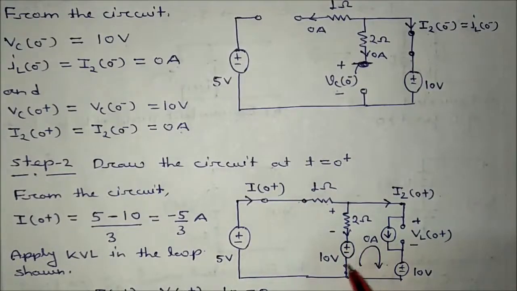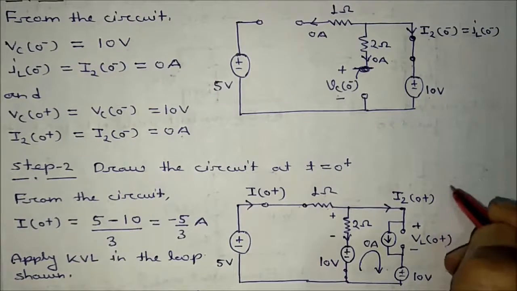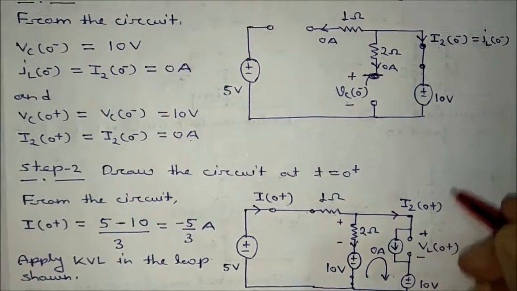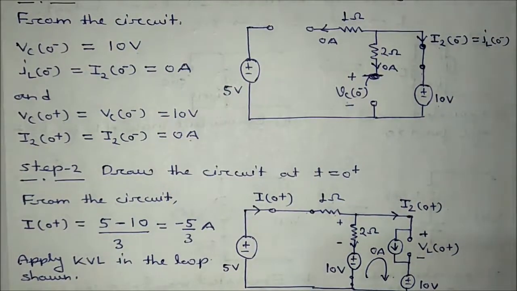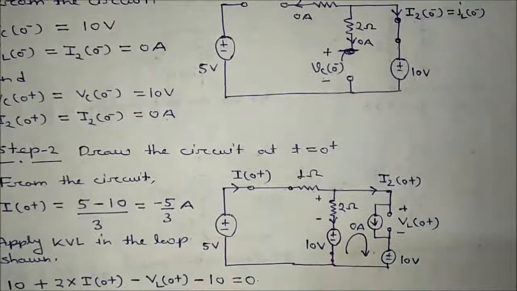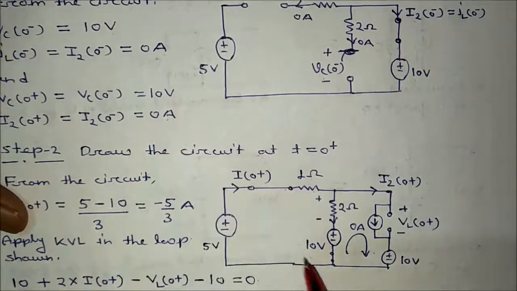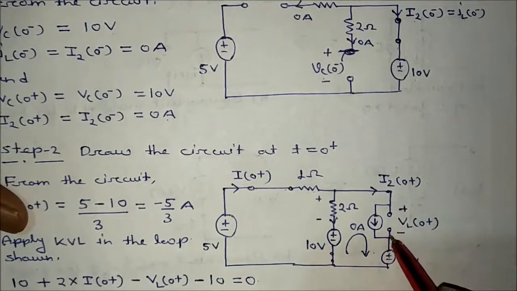Now this capacitor: the capacitor will be replaced by what? A voltage source in series with the capacitor, and the capacitor will be short circuited. I have told you the equivalent model at t equal to 0 plus: the capacitor will be replaced with a voltage source only, because C will be short circuited. So this will be replaced with a voltage source, plus minus 10 volt.